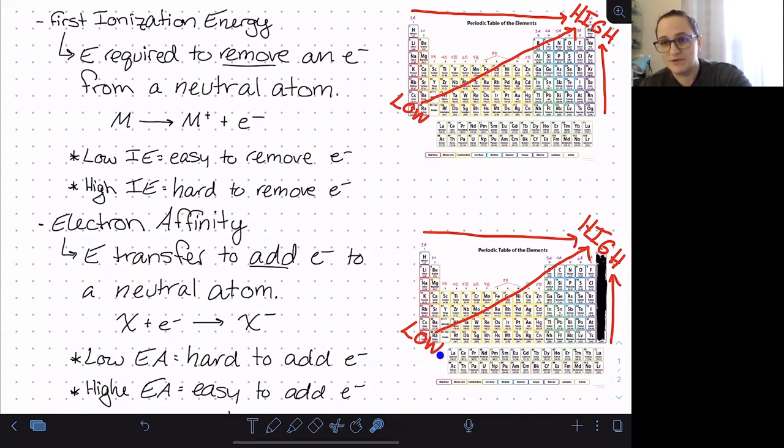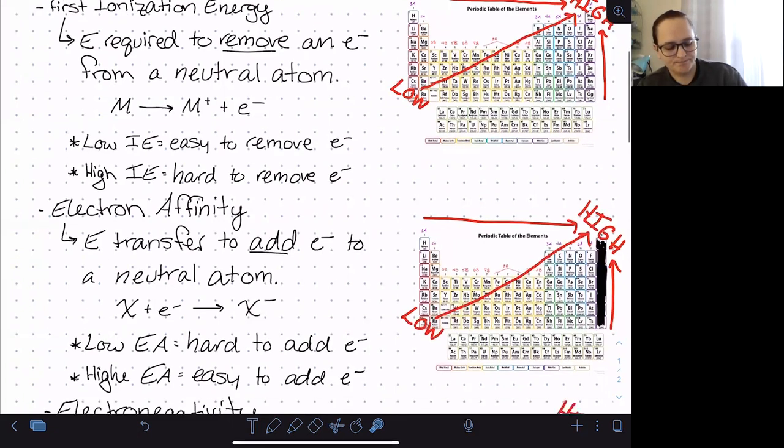So the trends go in the same direction, which is kind of convenient, but you have to remember that the meanings are opposite. Also note that the noble gases are kind of excluded from this trend because they don't really bond to things very much, so it doesn't quite apply to them in the same way.